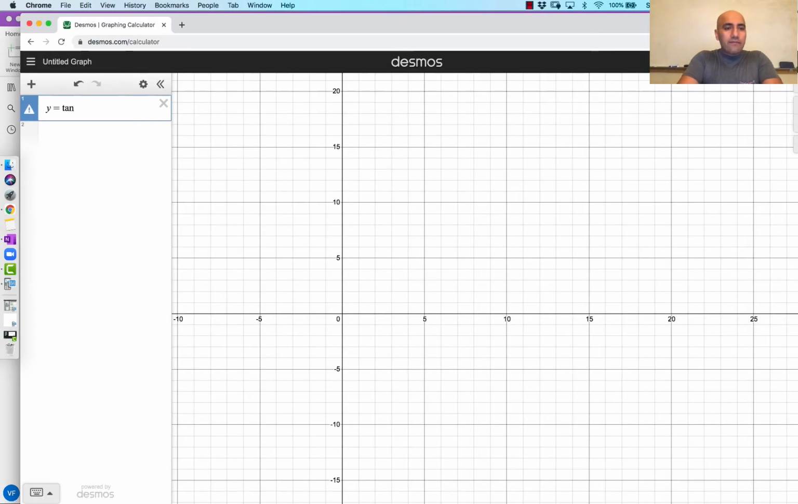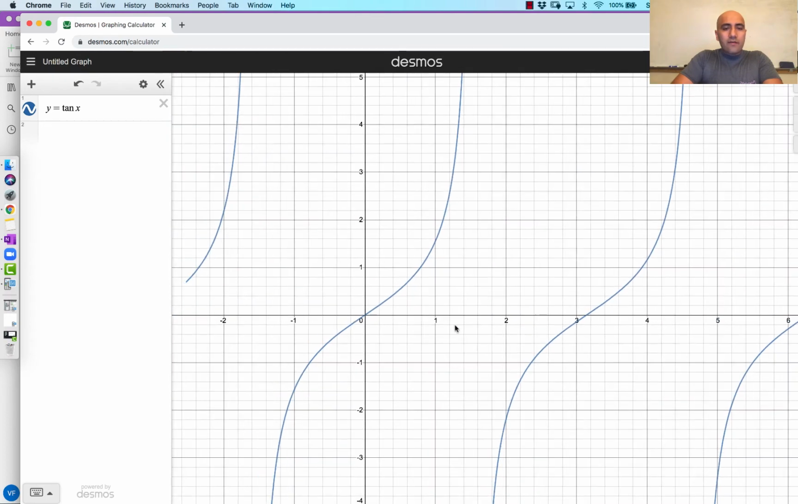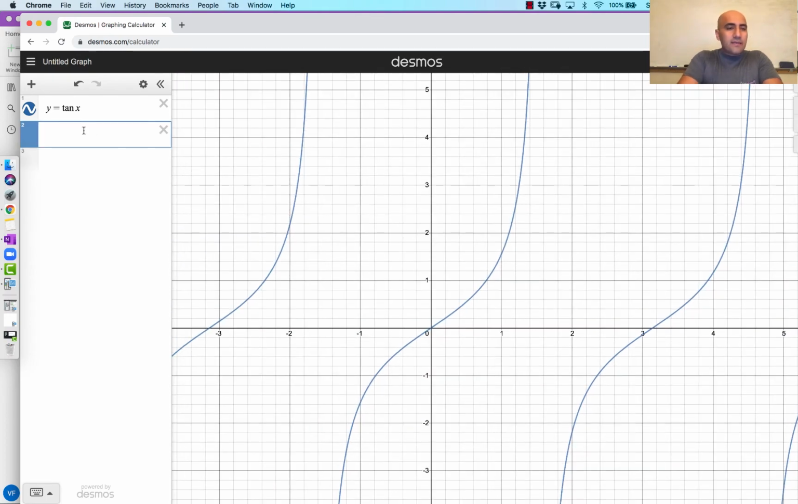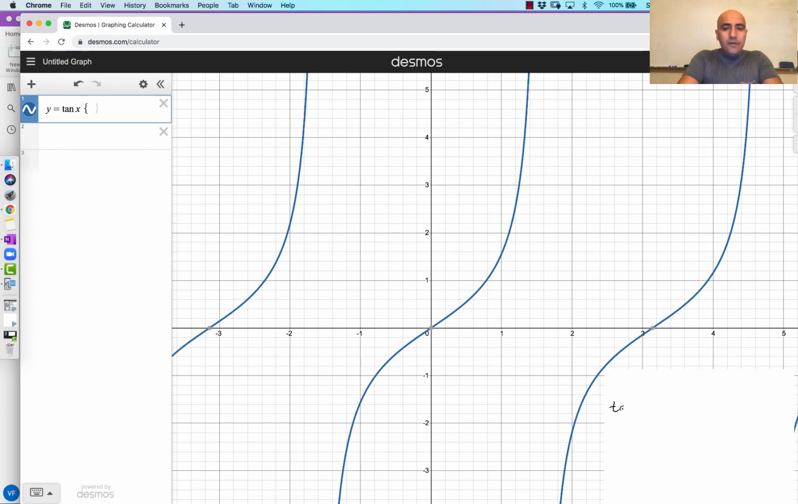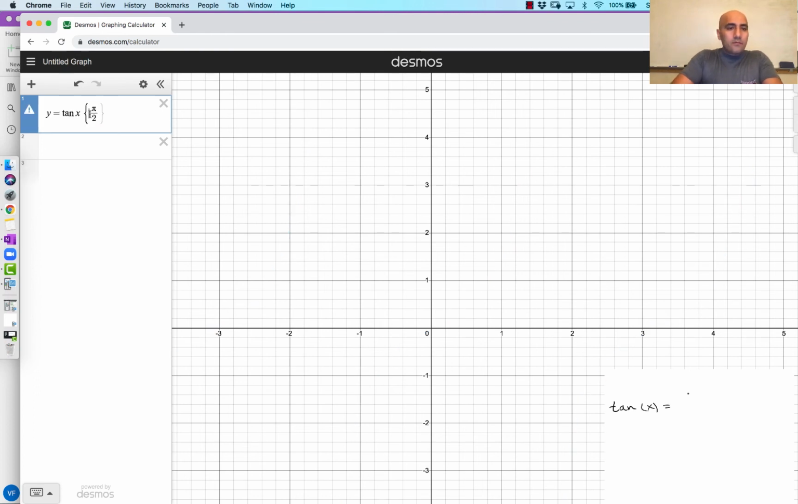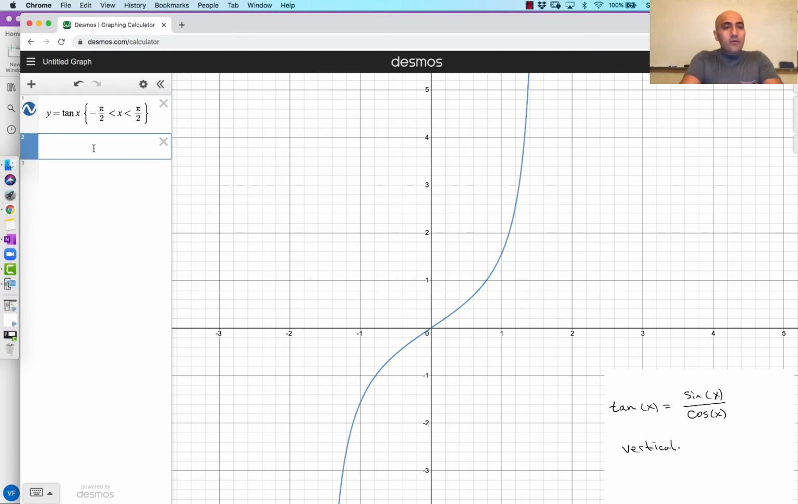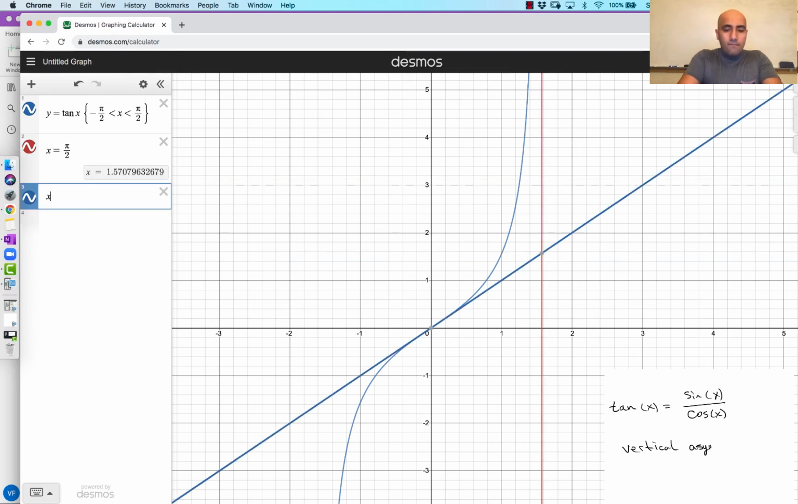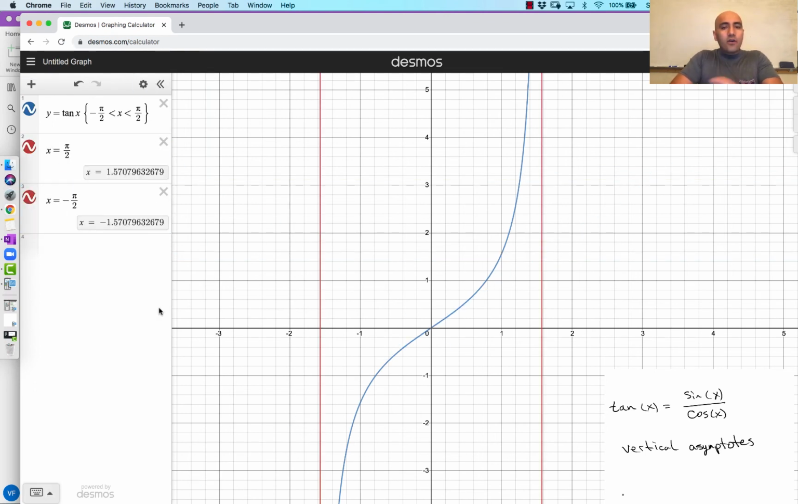So here is the graph of tangent of x. We know it repeats itself over and over, but usually we write it for one period, which is from negative pi over 2 to positive pi over 2. And then usually we also draw in those vertical asymptotes. So that's tangent. Now, cotangent is 1 over tangent, so we know that that's just going to redirect this. So here is y equals cotangent of x.